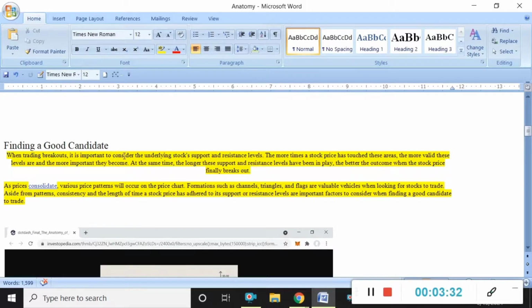So when trading breakouts, it is important to consider the underlying stock support and resistance levels. The more times a stock price has touched these areas, the more valid these levels are, and the more important they become. At the same time, the longer these support and resistance levels have been in play, the better the outcome when the stock price finally breaks out.